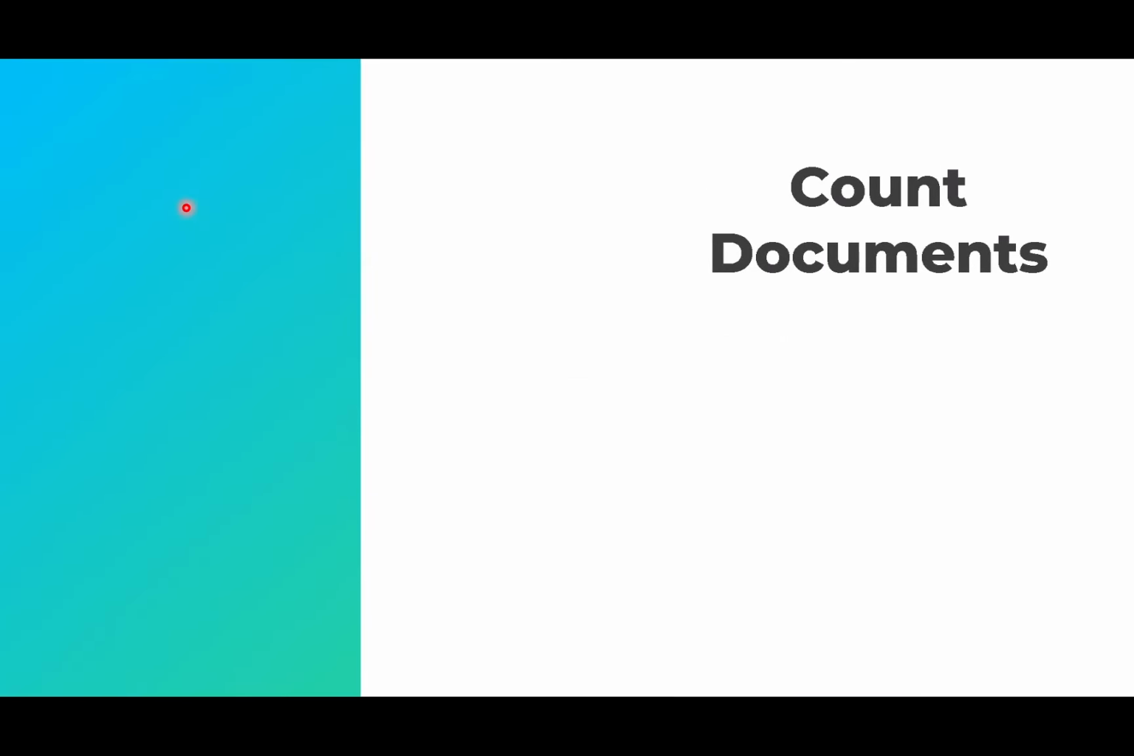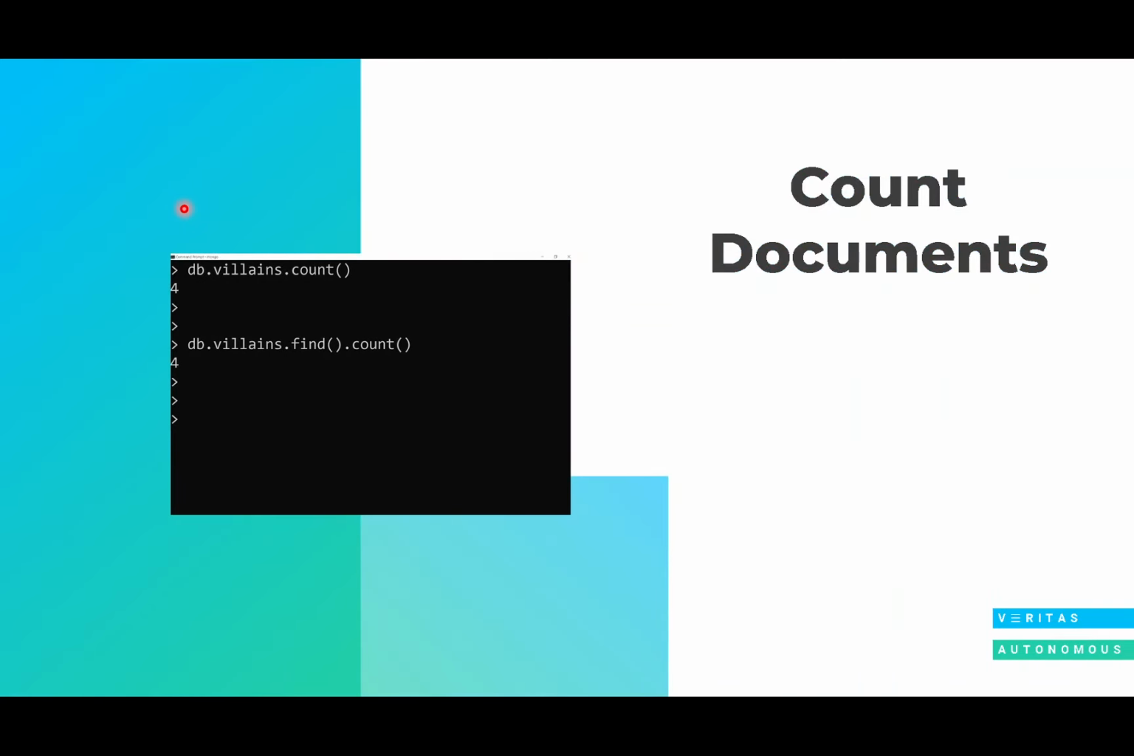Now sometimes we don't want to get all the documents out, but we want to just see how many documents are there inside the table. It's very easy. You just tell db, go to the villains collection and count everything. So it will tell, okay, there are 4 documents there. That is the easiest way, but you can do it this way also. It is saying database, go to the villains collection, find everything and count it, and it will also say 4.